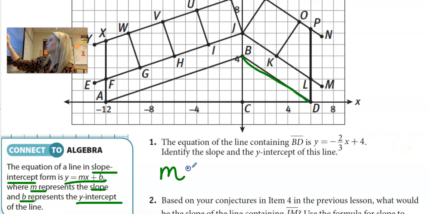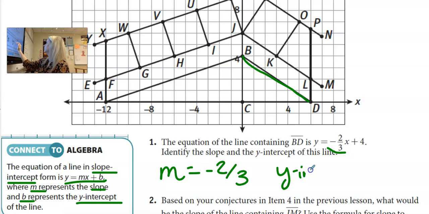Okay, so the slope, if you remember, is the one next to the variable, so negative 2/3. And the y-intercept, or the b value, is 4. Okay, it crosses my graph at a 4 on the y-axis. It went down 2 over 3, down 2 over 3.